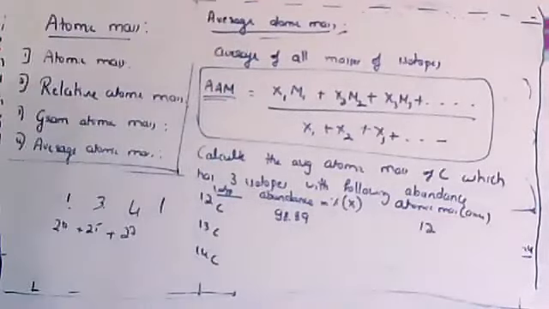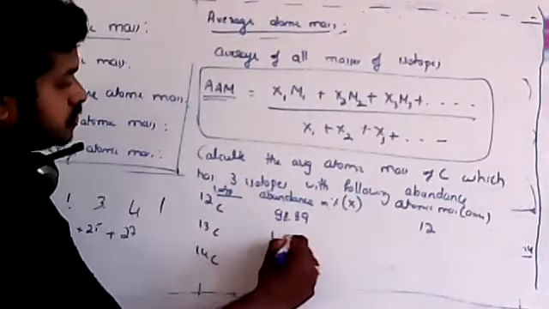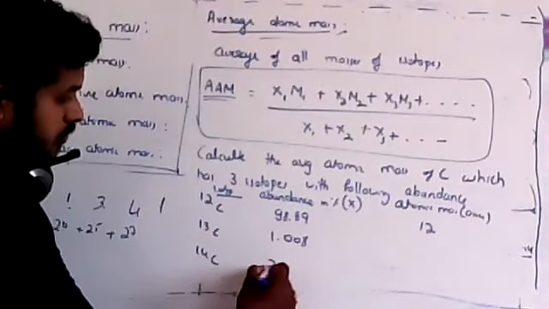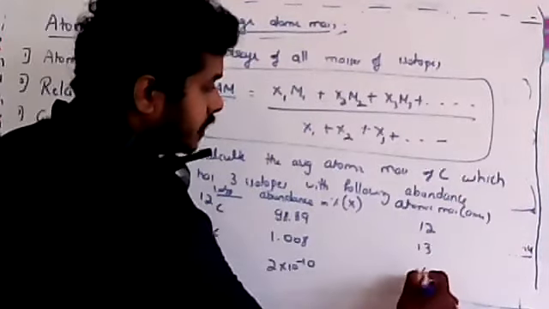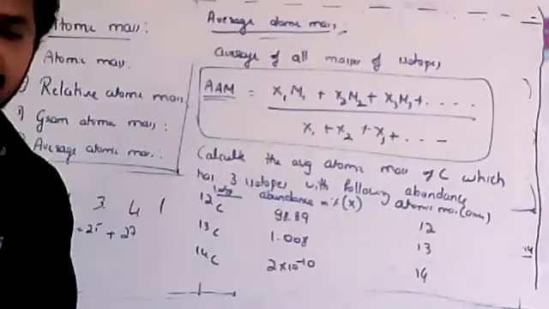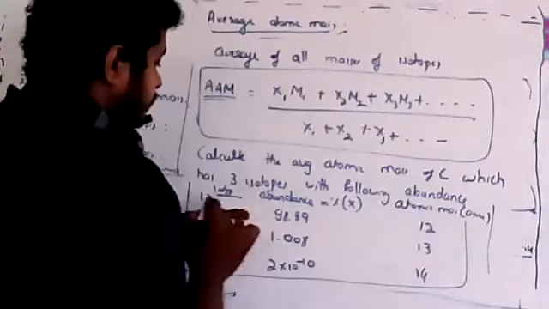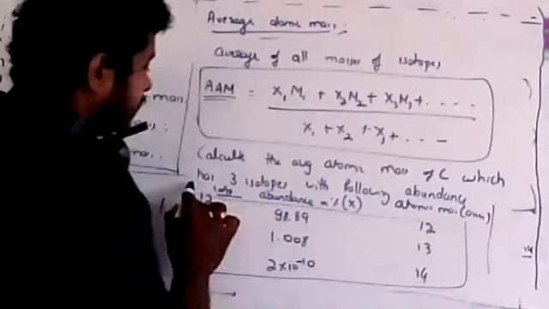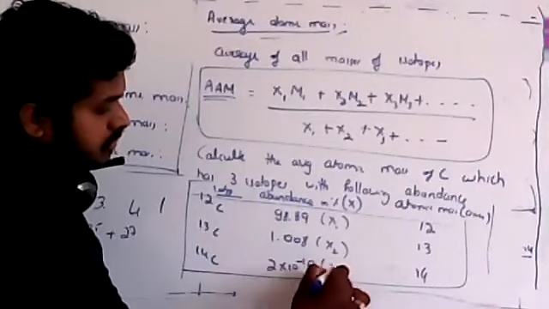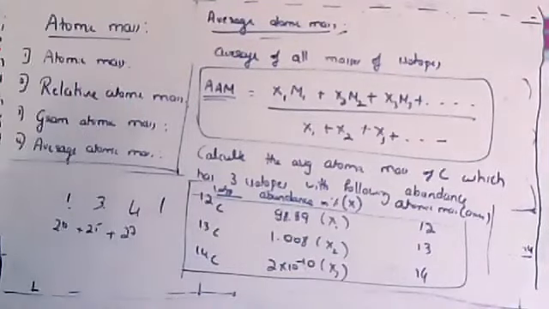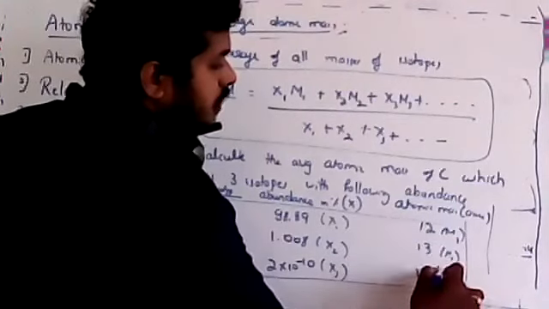Is that clear? It is going to end, so just take the screenshot. So 1.108, this is 2 into 10 to the power minus 10, this is 13, this is 14. Dear students, are you understanding what I just wrote? This is the atomic mass and isotope abundance, everything. This is actually x1, x2, x3. Are you getting my point? This one is M1, M2, M3.